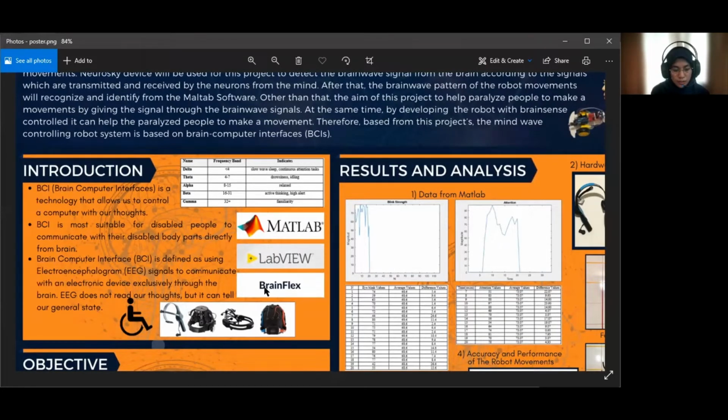These are the different platforms that can be used, such as MATLAB, LabVIEW, and BrainLex. And there are numerous types and models of EEG headset that exist nowadays, and they differ from each other depending on function and performance. Most researchers use a low-cost EEG headset for their research because of their funding or budget for the project.